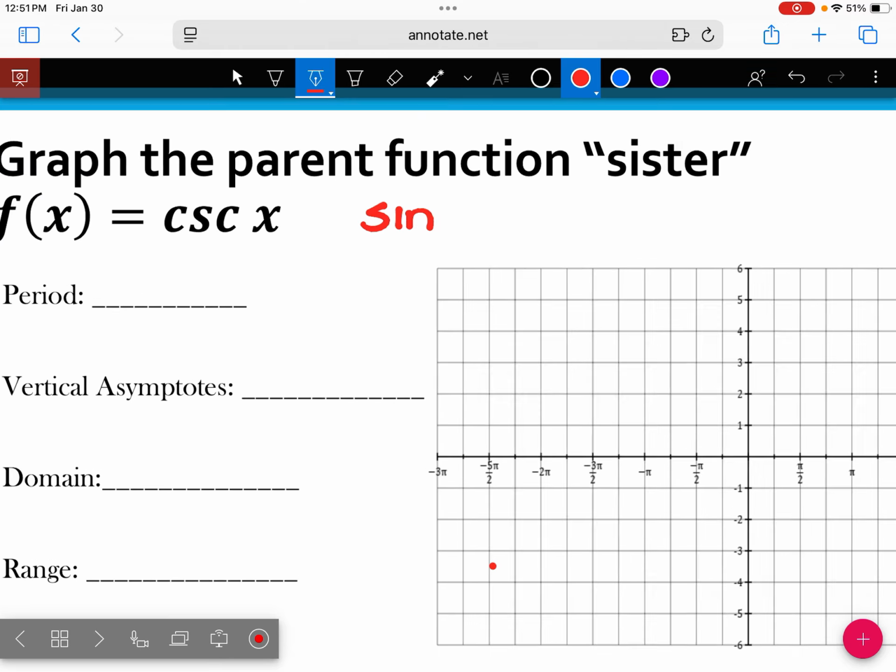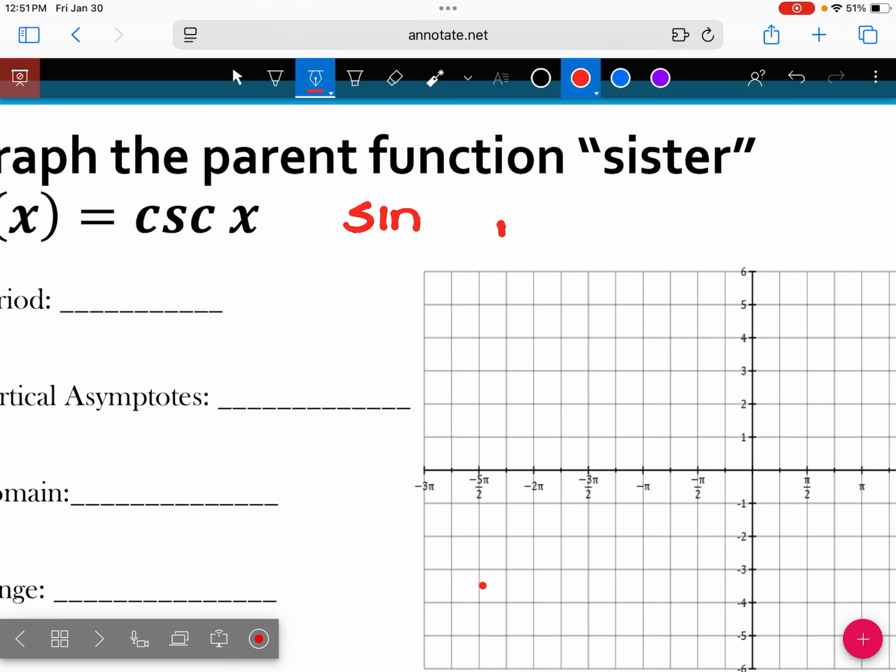Sine starts in the middle. Then it goes up to the top, back to the middle, bottom, back to the middle. That's the pattern for sine. You have to know that pattern.